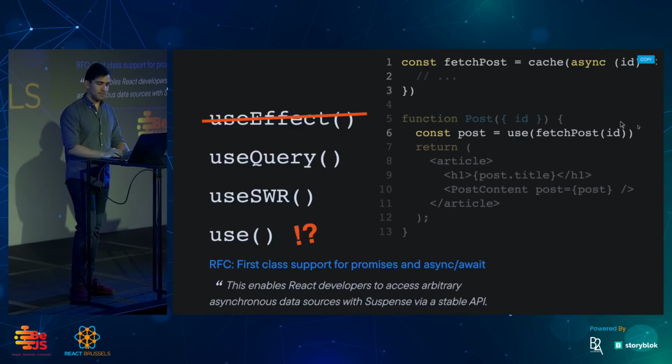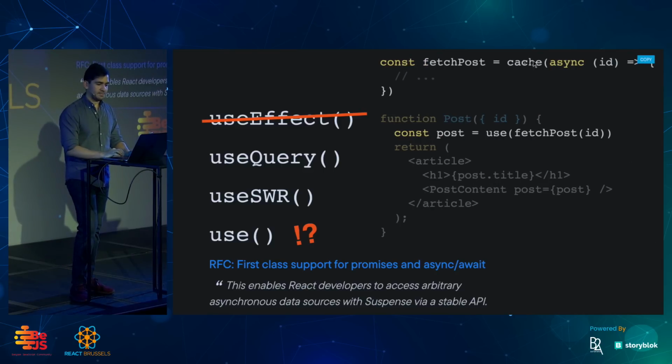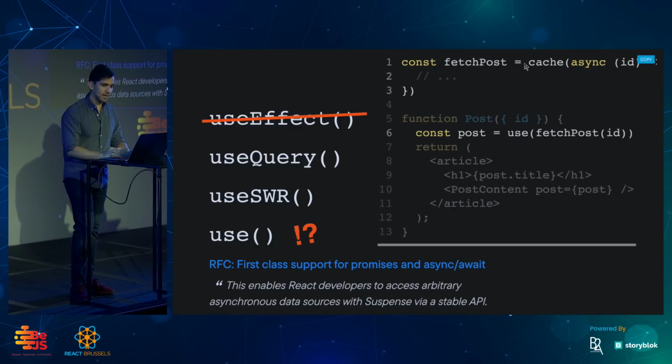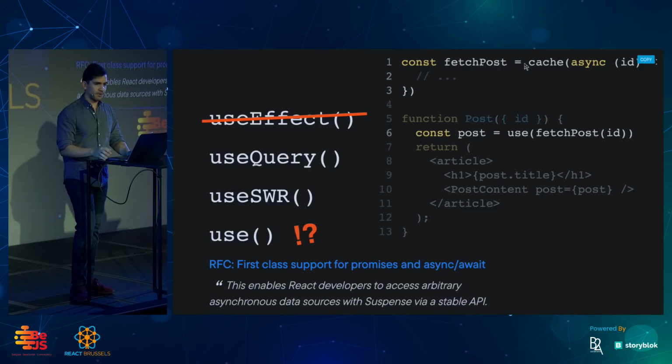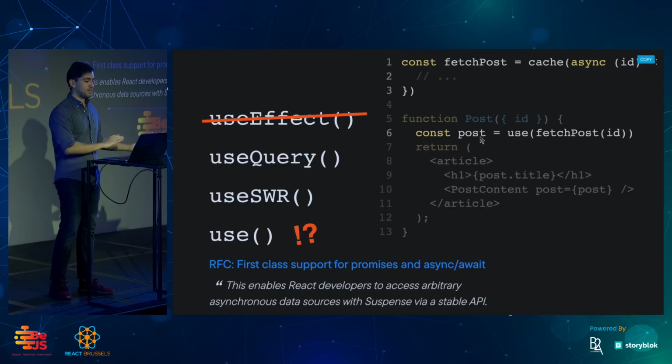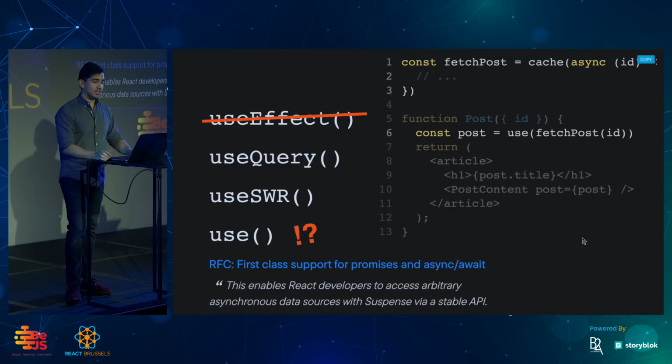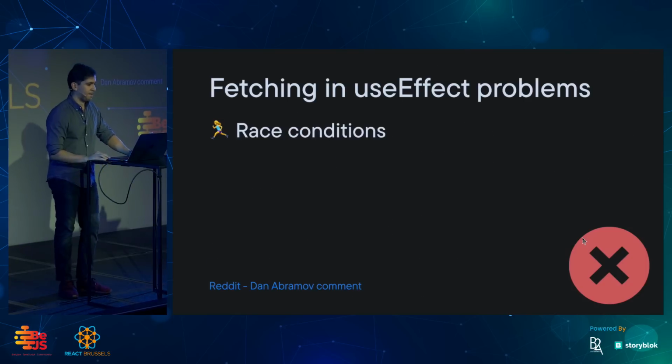So basically, you would fetch a post, and you would have some sort of caching mechanism, which React is still trying to figure out. But again, this is how useQuery works under the hood as well. And so this is going to automatically suspend your component. So it seems really cool, terribly named, but that's the future.